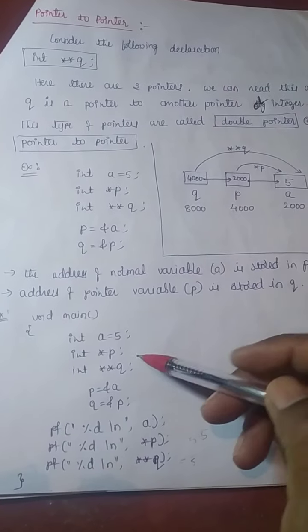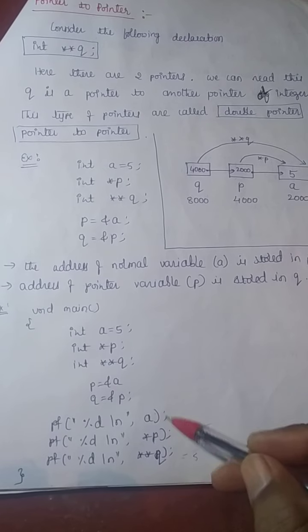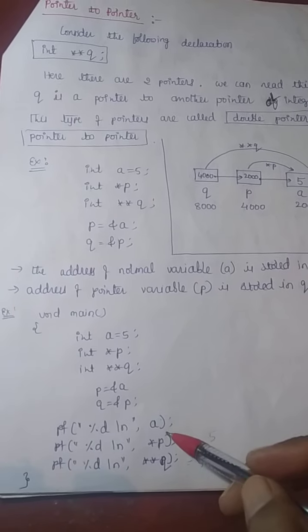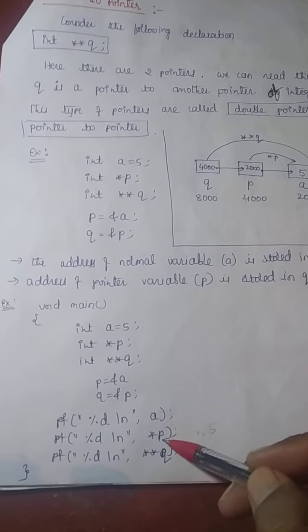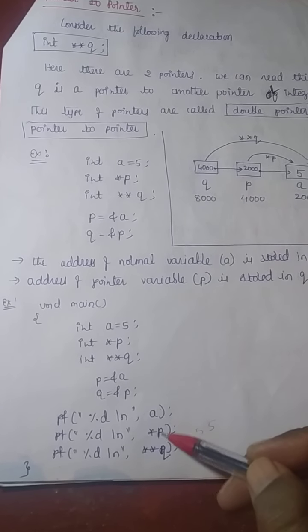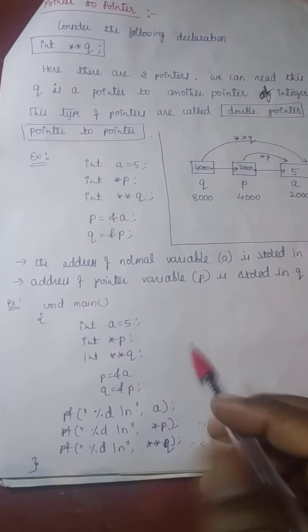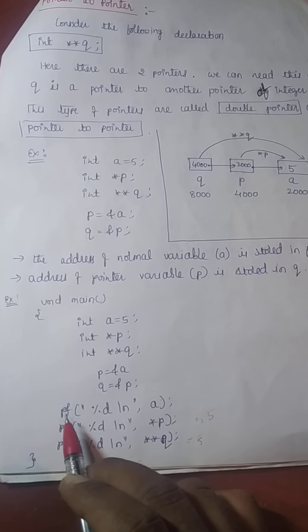Then you see this example. We have written the same code here, and we are just adding 3 extra printf statements. It means we should know what is the value of a, *p and **q. That's why we have 3 extra printf statements here. Rest all same. Now go for the first printf statement.